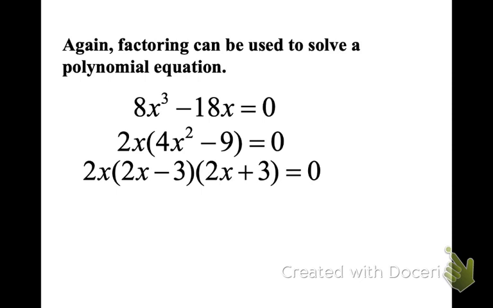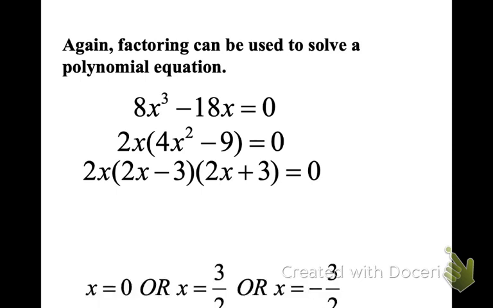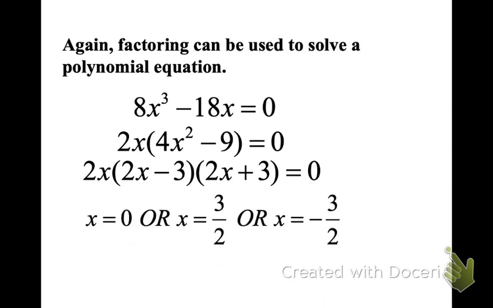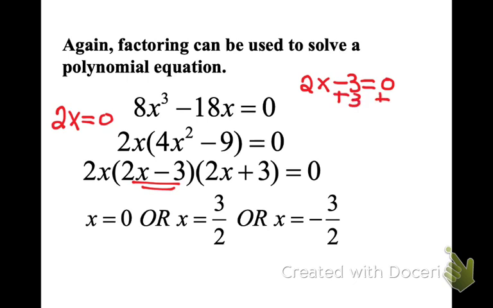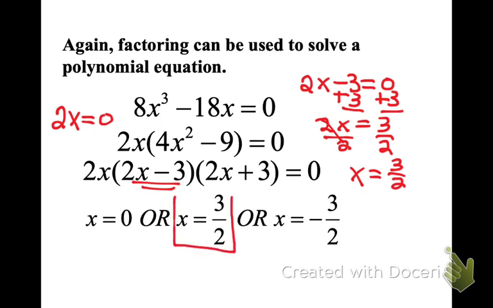And we could. And the final step is to set all our expressions that have a variable equal to 0. We're going to use our 0 product property. And these should be the answers that you got. So we ended up saying 2x equals 0. Then we said 2x minus 3 equals 0. We added 3 to both sides. 2x equals 3. Divided by 2, x equals 3/2. So that's where this one came from.